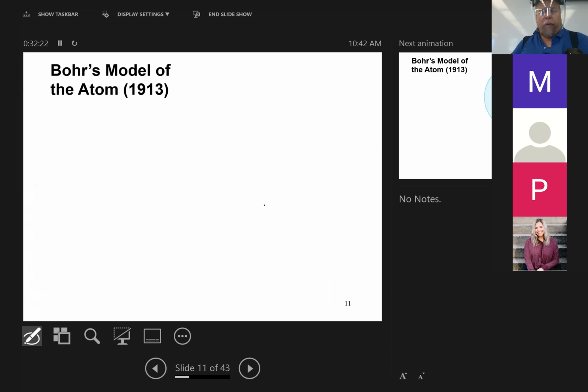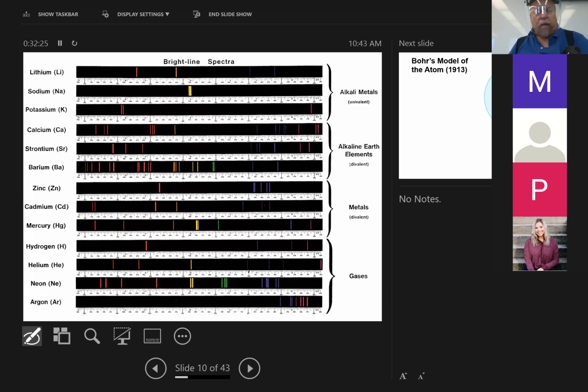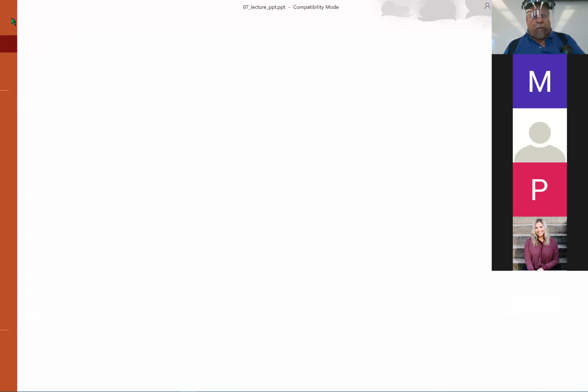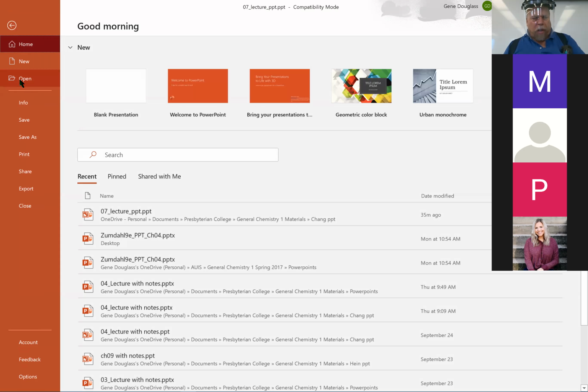Okay, and so what I'm going to do now, before I go to the Bohr model of spectrum, is stop with this one, and then go to the other slides, so you can see what our book covers now.